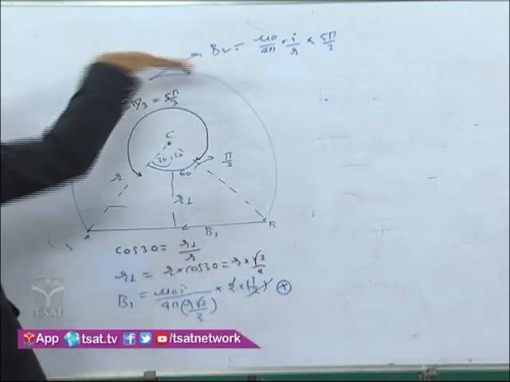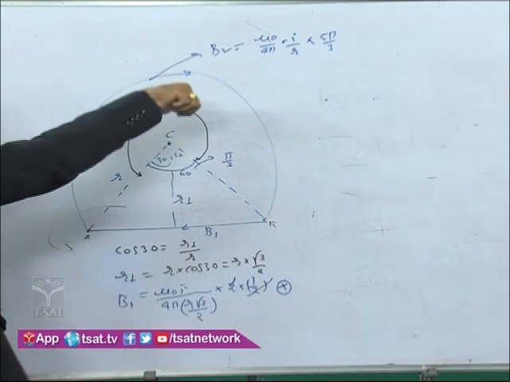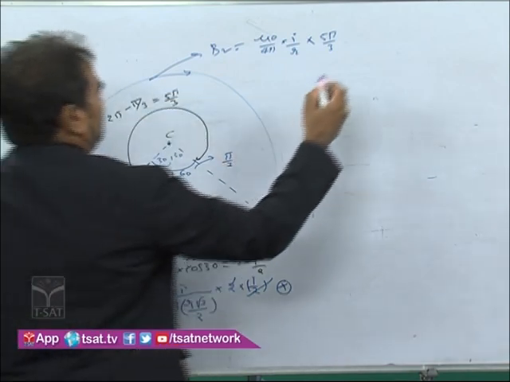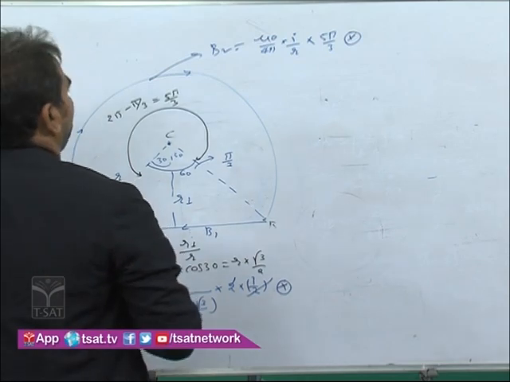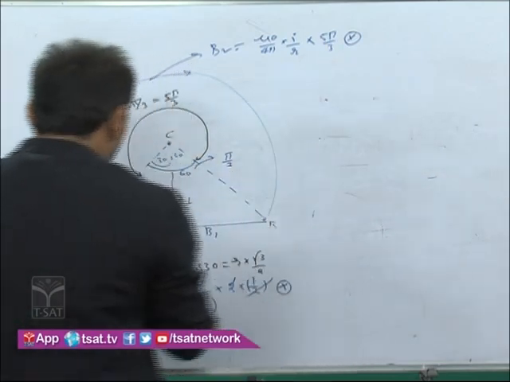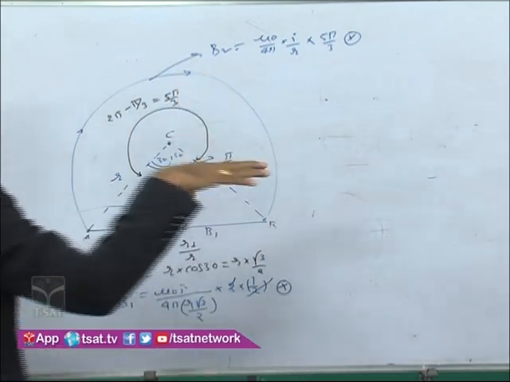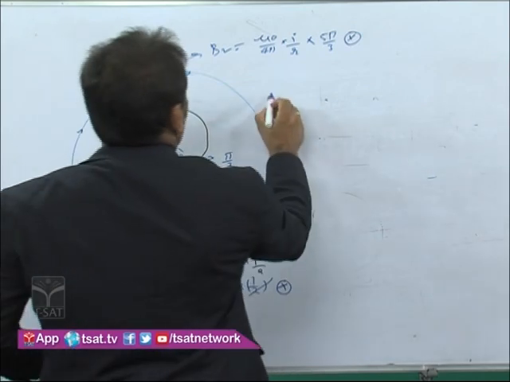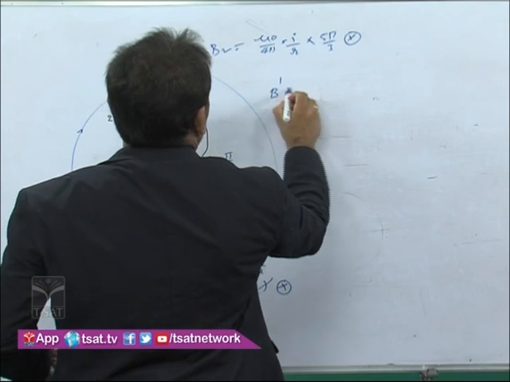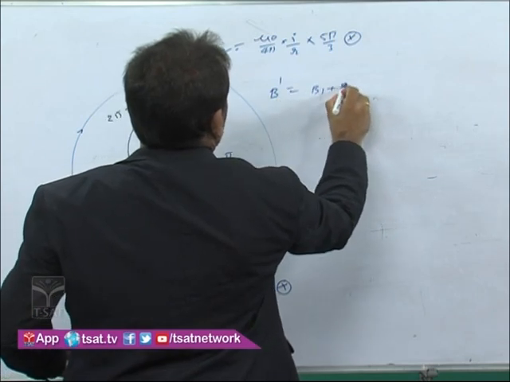What is the direction of the magnetic field? By del cross r, the direction of the magnetic field also acts into the plane. Therefore, B2 is equal to this much, B1 is equal to this much, and both of them are nothing but into the direction of the field. Therefore, the net magnetic field induction at C is given by B dash is equal to B1 plus B2.